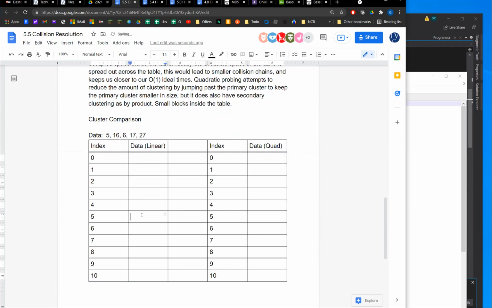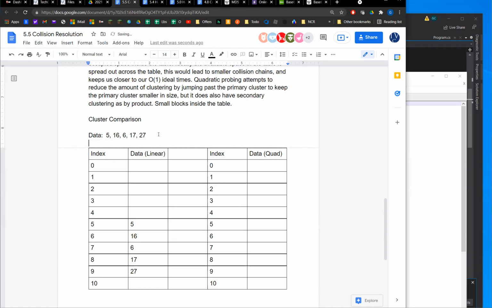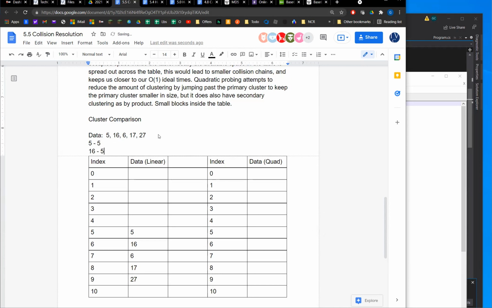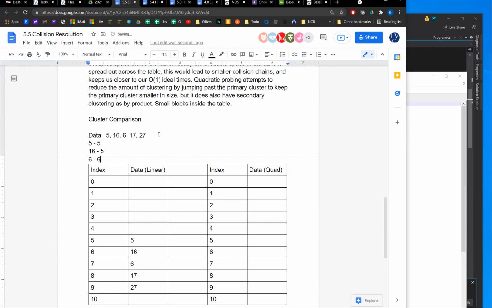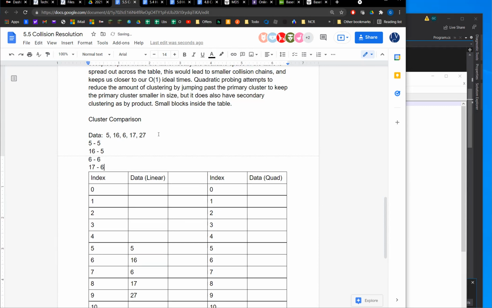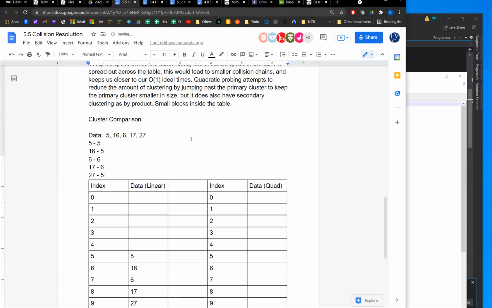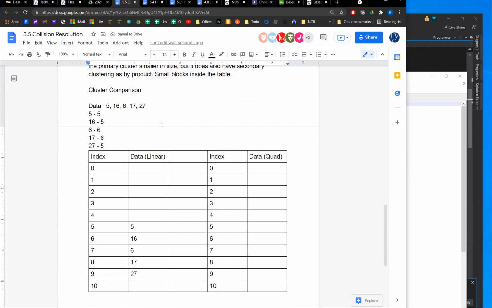All right, so 5 goes to 5. 16 also tries to go to 5, but it collides, so it goes down 1. 6 tries to go to 6, but it collides there, so it goes down 1. 17 wants to go where 6 is, but it collides and it goes down. And then 27 tries to go to 5, and we'll end up here, right? So 5 went to 5, 16 went to 5, 6 went to 6, 17 went to 6, and 27 went to 5. So there are 2 locations in the table that we had data trying to go to.